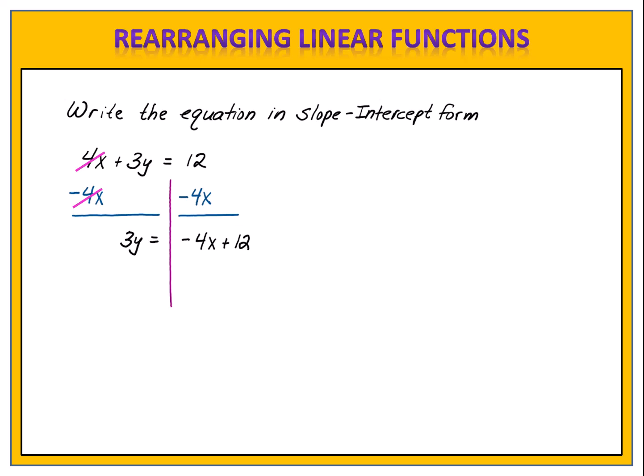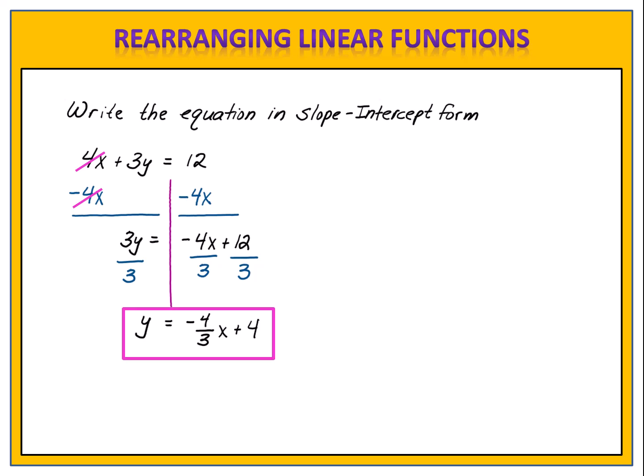Now let's take a look at the next step. I see that I don't have y alone yet. I have 3y. The opposite of 3 times y would be dividing everything by 3, so I divide all terms by 3. On the left-hand side, I have 3 divided by 3, which is simply 1y, so y equals. On the right-hand side, I have negative 4x divided by 3. That's negative 4/3 x. And I have 12 divided by 3, which is positive 4. The equation can be written in slope-intercept form as y equals negative 4/3 x plus 4.